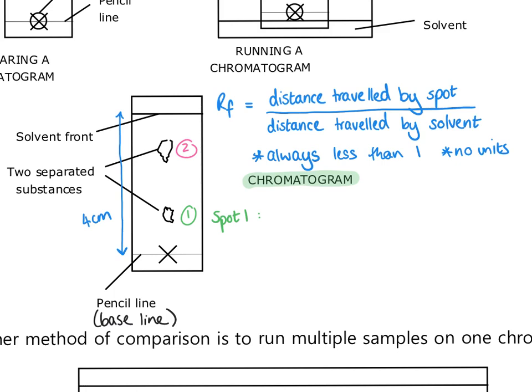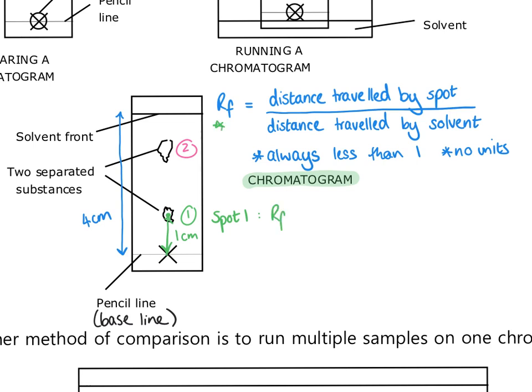We also then need to know how far spot 1 has travelled, and we always go to the centre of the spot. So what I want you to write in is that spot 1 has travelled 1 centimetre. Again, that might not be exact, it might not be to scale, but let's just write that in for our calculation. So let's look at our RF value.